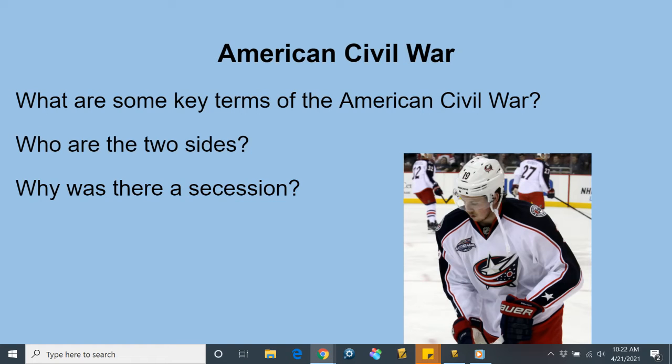Okay, so of course, as I mentioned on the previous slide, we are talking about the American Civil War. So we're going to be looking at what some of the key terms of the American Civil War are, who are the two sides, and why was there a secession.